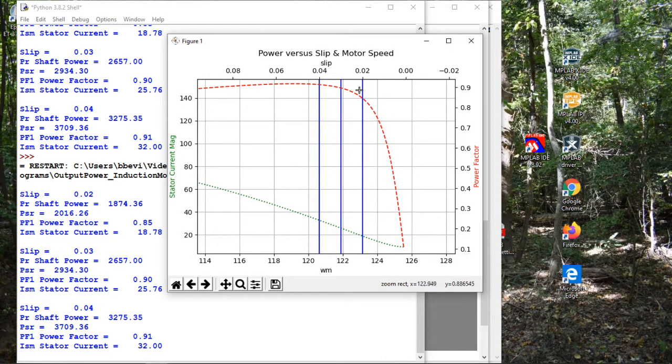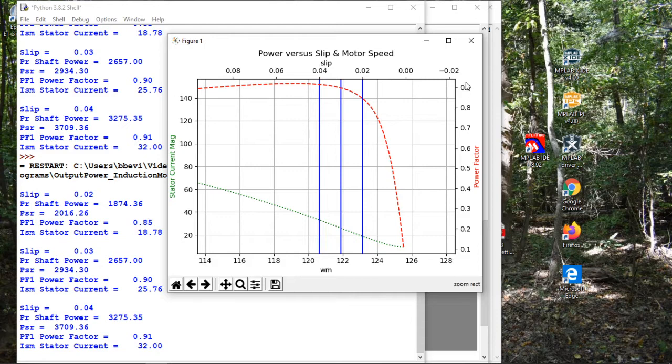Okay, so let's look at this. If we have 0.02 for the slip, then the power factor here is about 0.85, and notice that the stator current is about 18 amps. We go up to 0.03, then the power factor is 0.9, and we get 25 amps again, and so on.